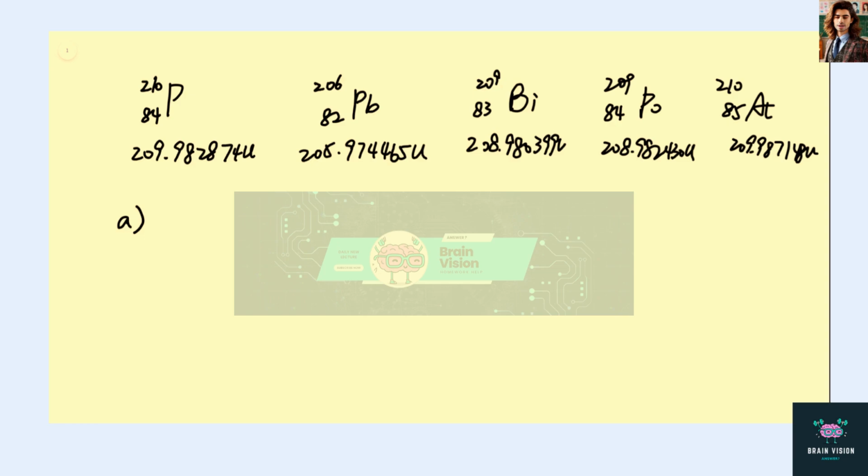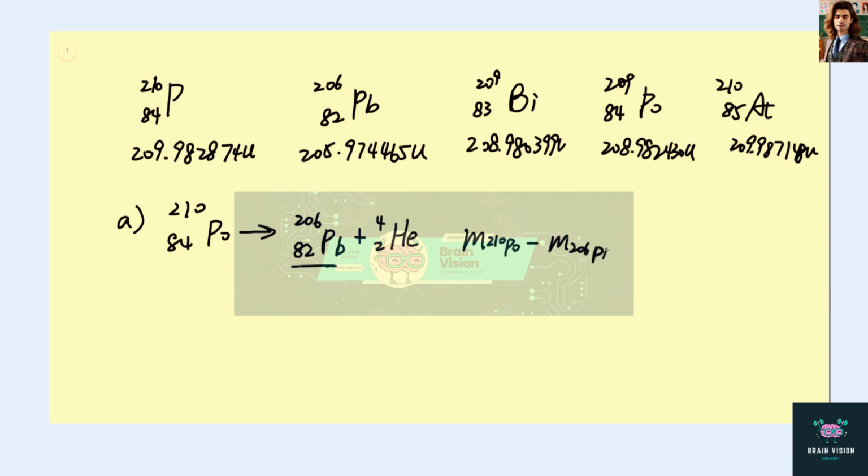Polonium will become an alpha particle, which is helium-4, and then whatever is left. So if we check the mass in this reaction, the mass is the mass of polonium-210 minus the mass of lead-206 minus the mass of helium. The mass is 5.81 times 10 to the negative 3 u.